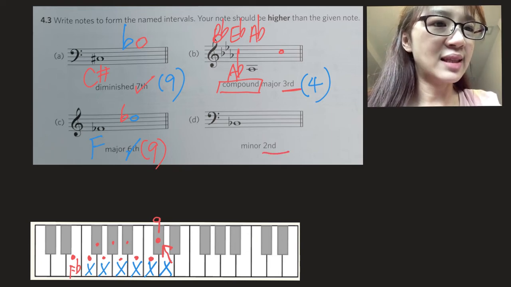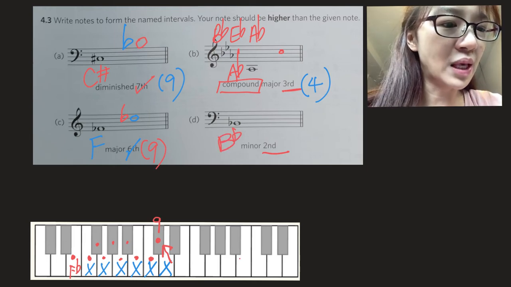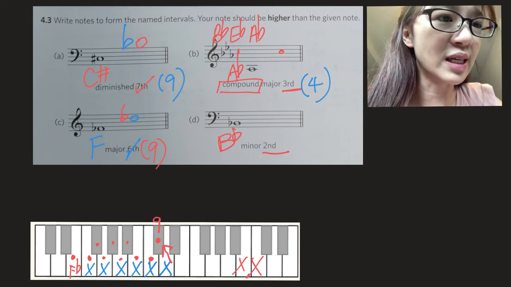Next one. Minor second. This is the B note, B flat. What is the second note from the B? B to the C. Okay, that's the C note.